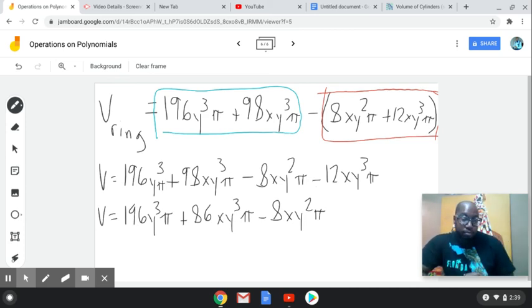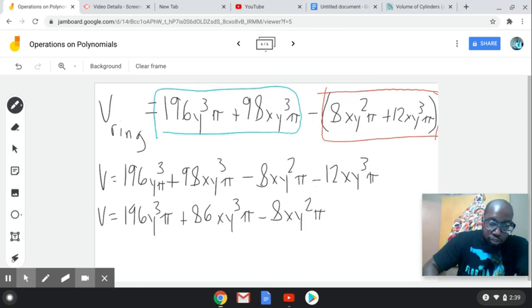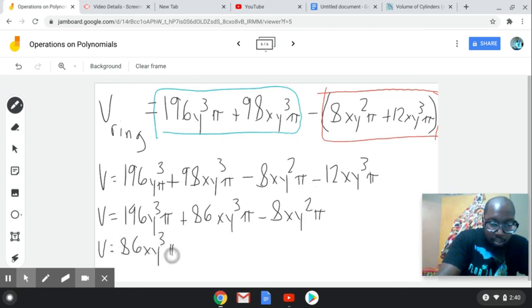Now I just want to write it in standard form. Okay. This term here has a degree of 3. Okay, because its y is raised to the third power. This term here has an x to the 1 and a y to the third. So it has a degree of 4. And this one has a degree of x raised to the first, y to the second. So this is a degree of 3 as well. So this term is going to be the first term I'm going to write. Okay. So that is going to be 86xy to the third pi.